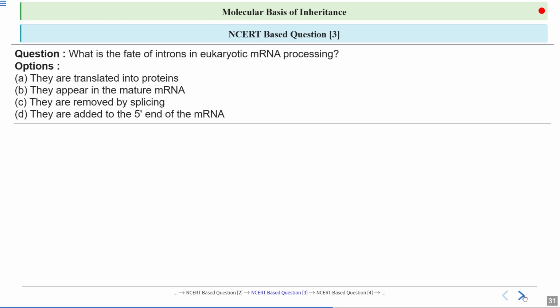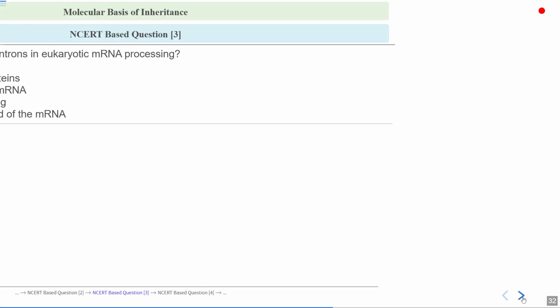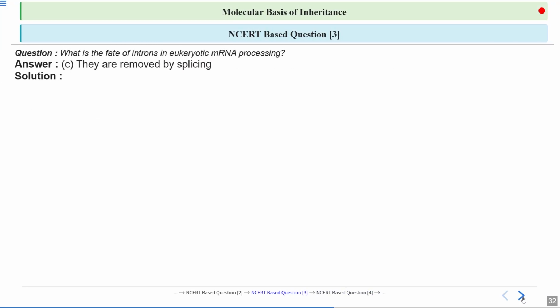Next question says, what is the fate of introns in eukaryotic mRNA processing? So, what happens to this intron, this non-coding region, in eukaryotic mRNA processing? First, they are translated into proteins. Second, they appear in a mature mRNA form. Third, they are removed by splicing. Or fourth, they are added to the 5' end of the mRNA. So, we know that the answer is going to be third, that they are going to be removed by splicing.